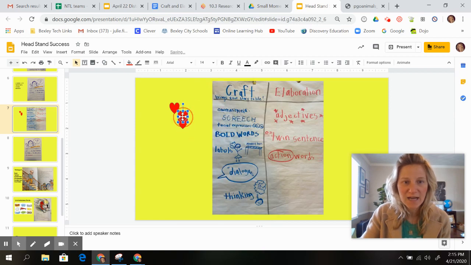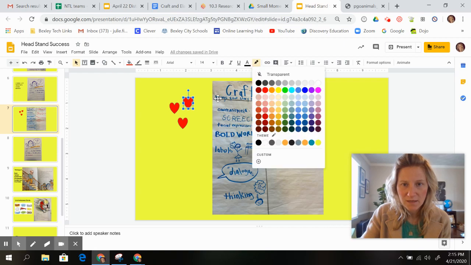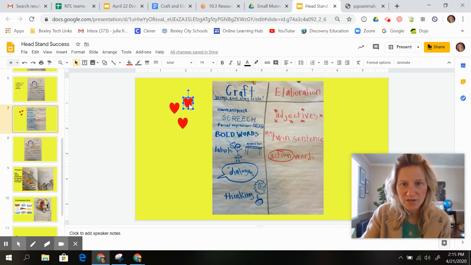I'm just doing this because I don't have a highlighting tool. Maybe I do. We're just going to use the hearts, and I'll continue to learn more about that.